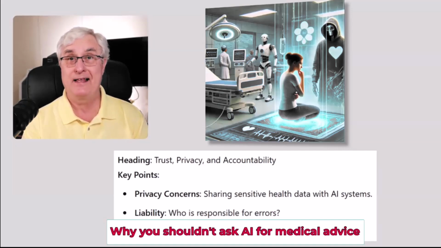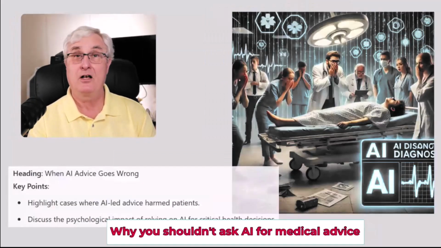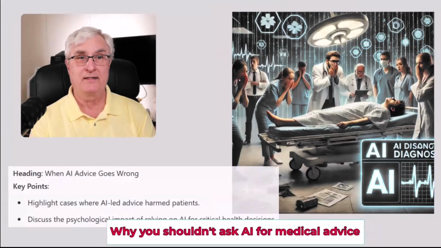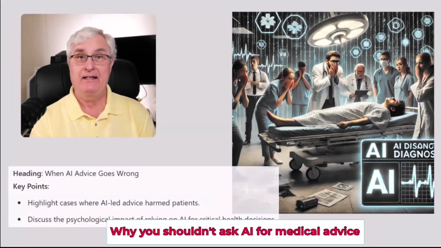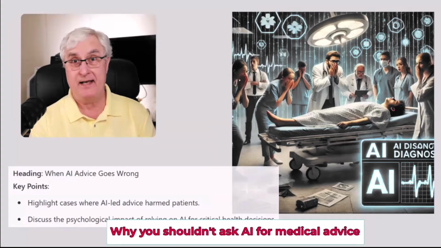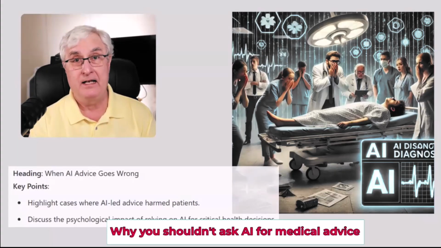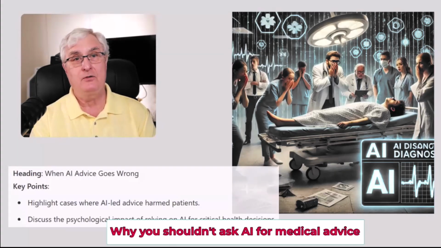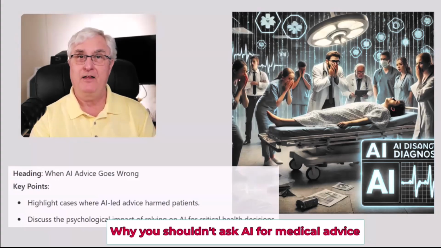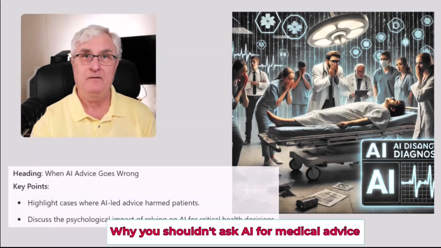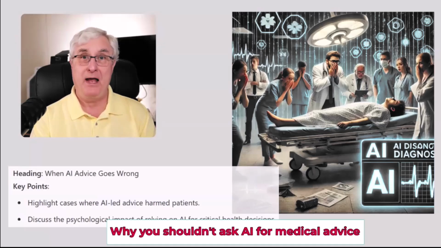So who's responsible for errors or potential misuse of AI-generated advice? Where is the liability? Let's talk about real-life consequences. When AI advice goes wrong, who's responsible? In the first case I gave you about AI-led advice that harmed patients, in other words, that young child could have died, we need to talk about the psychological impact on the families that did put their faith in AI and got bad critical health decisions.